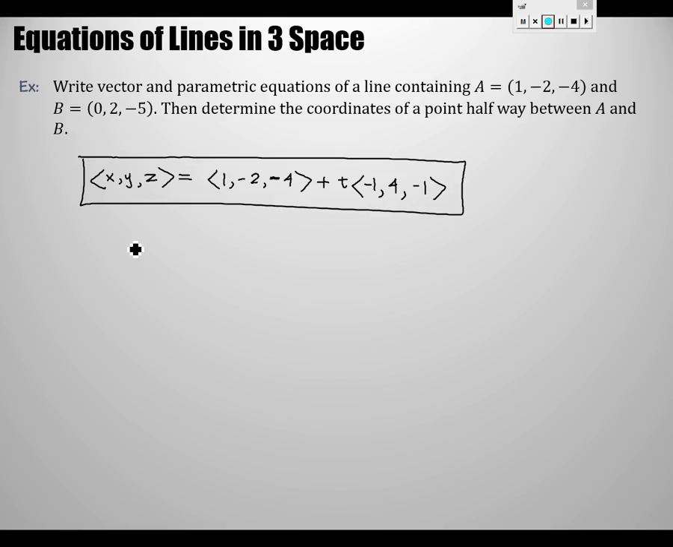Yeah, if you put t equals 1/2, that gives the point, what does that give? 1/2, comma, 0, comma, negative 4.5, is that right?